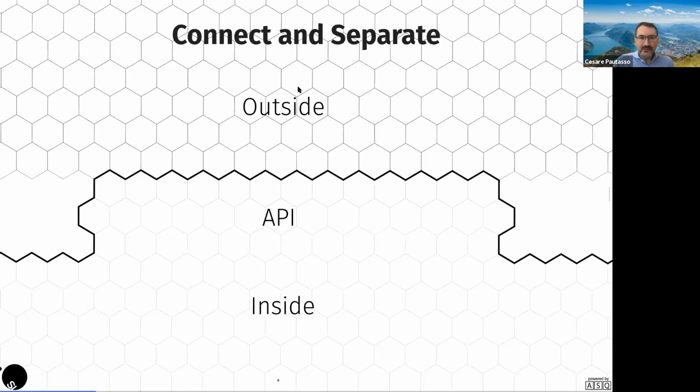So in other words, you use the API as a solution to the coupling problem. And depending on the type of API that you use, you're going to have different coupling properties.